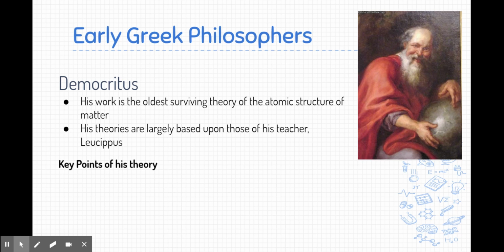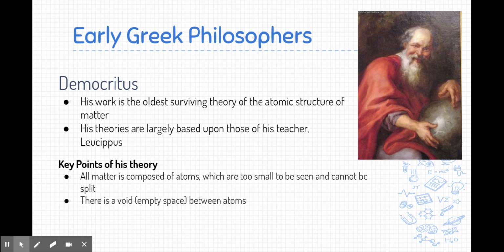So, what did Democritus say about atomic structure? Remember, he's a philosopher, so he's just thinking and reasoning about this rather than doing any sort of experiments or studying matter at all. He's just looking at the world around him and coming up with some ideas based upon that. The first idea is simply saying that all matter, everything around us, is composed of atoms, which are too small to be seen, and they can't be split down any further. So they're the smallest unit of matter.